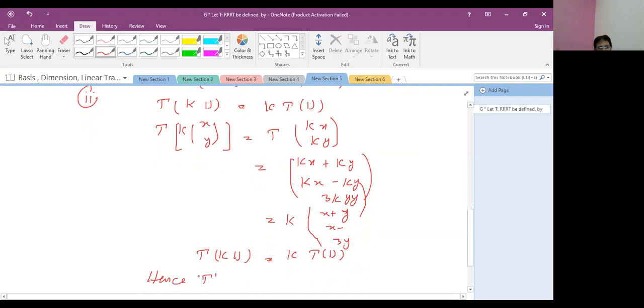So T is a linear transformation. Hence T is a linear transformation. T is an operator, student.